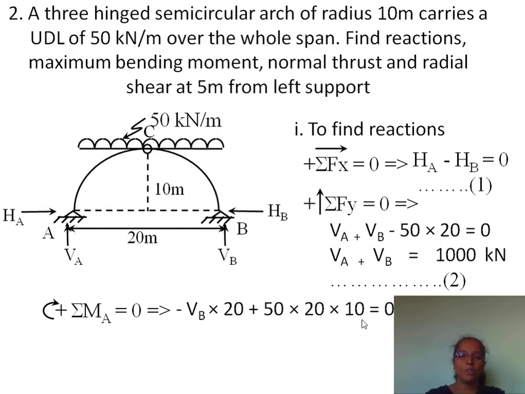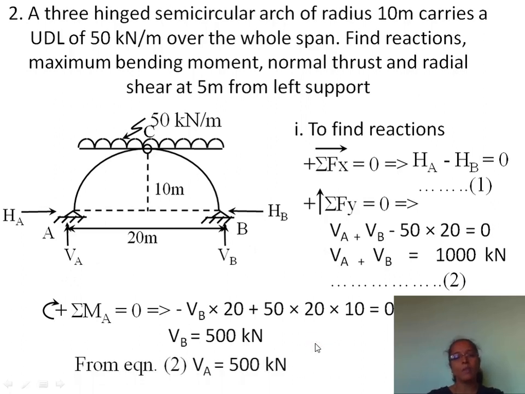If we equate it to 0, the value of VB will be equal to 500 kilonewton. You can also directly calculate it, because of the symmetry, VA and VB will have the same reactive components. The total load is 1000 kilonewton, so that will be equally shared by VA and VB. Therefore VA and VB will both be equal to 500 kilonewton.